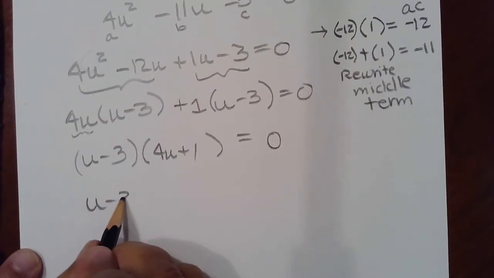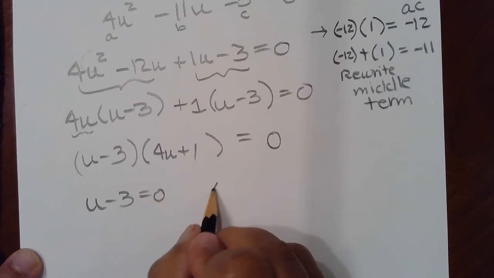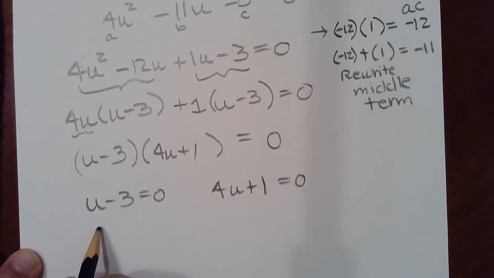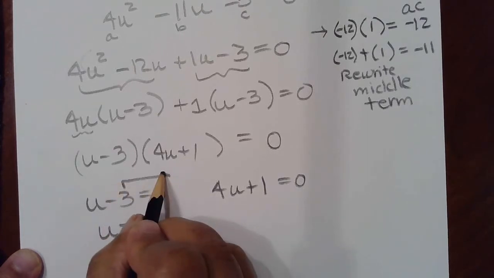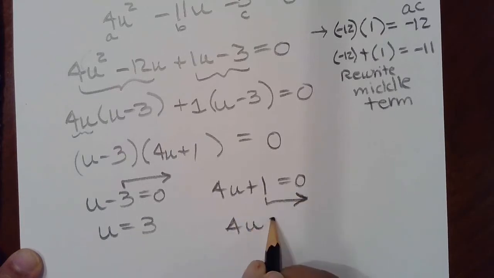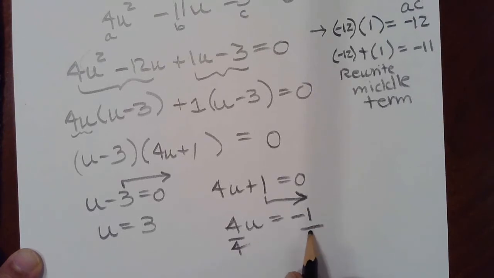So it's u minus 3 is equal to 0. 4u plus 1 is equal to 0. And you have an answer equal to 3 when you bring this over here. And for this one, it's 4u equal to negative 1. Dividing off that 4 will give you u is equal to negative 1/4.